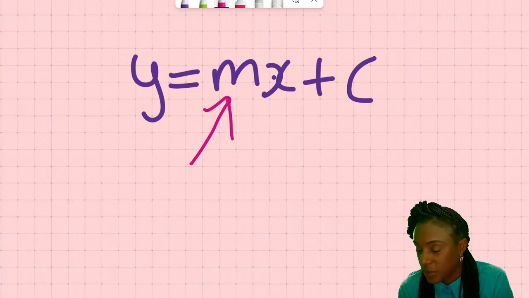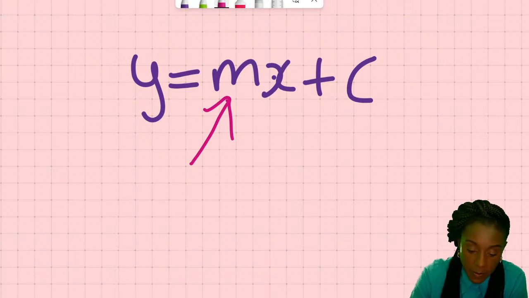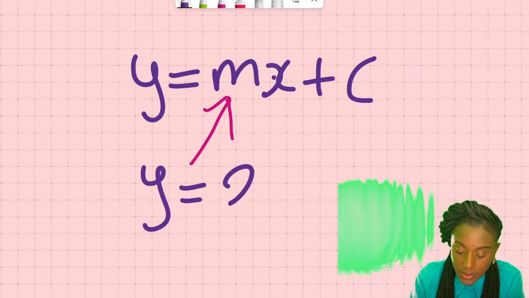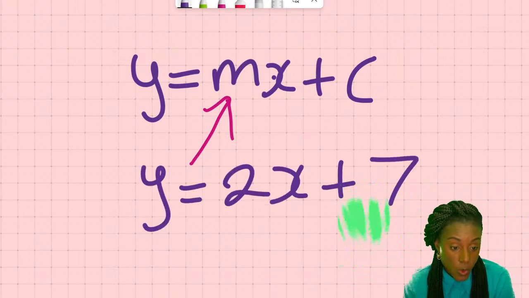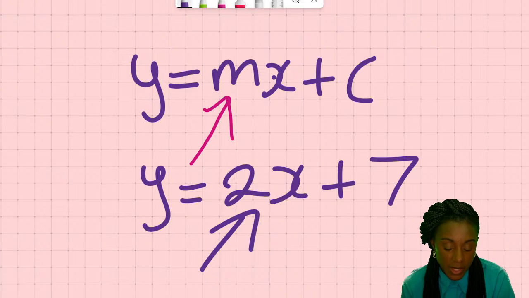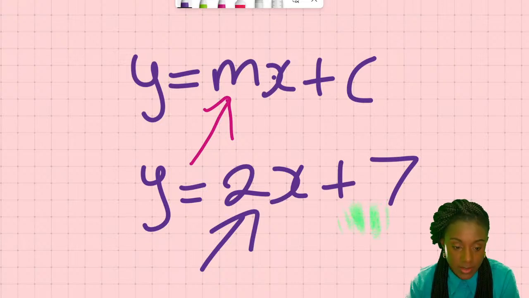The coefficient of the x term for the equation for the straight line graph, that number that would appear here, what would that represent? The gradient. Excellent. So for example, if we have an equation y is equal to 2x plus 7, the number 2 would represent the gradient. The gradient refers to the slope of the line, okay? In this case here, I have a positive number, so this means that my line would be going upwards, okay?